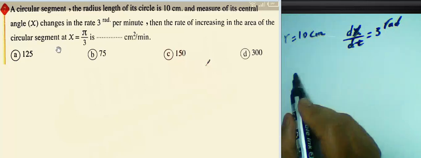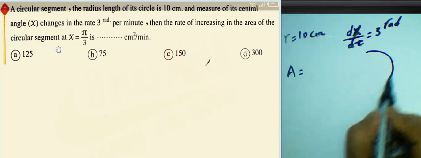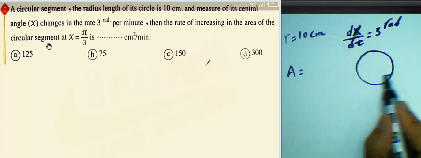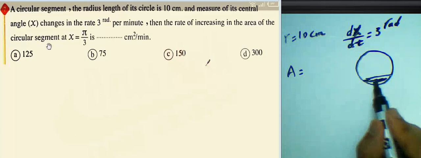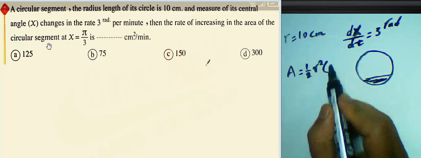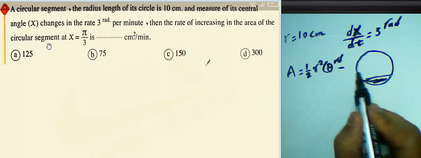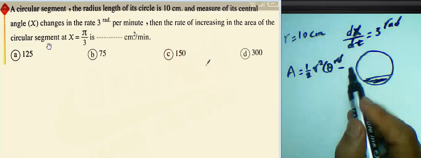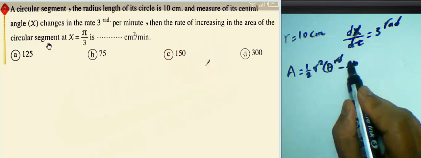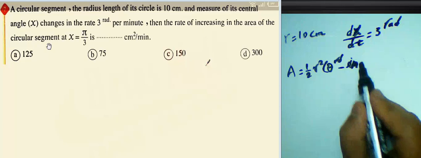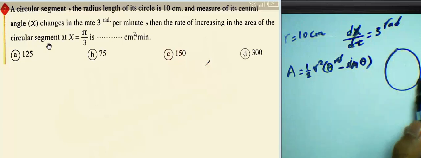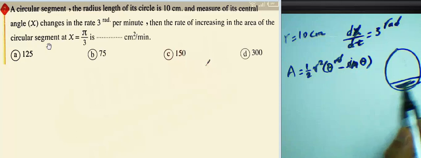We know the area of a circular segment. What about this word circular segment? A circular segment means this part. The area of it equals half r power 2 multiplied by theta radian subtract sine theta. We want to find the area of this circular segment part.